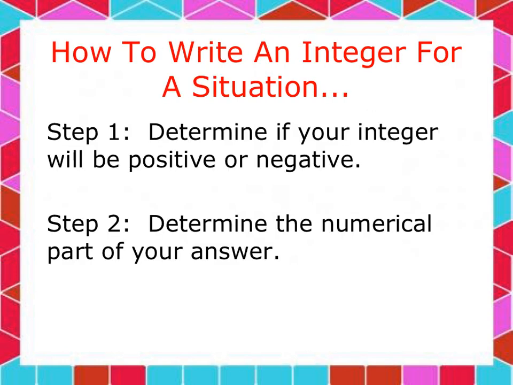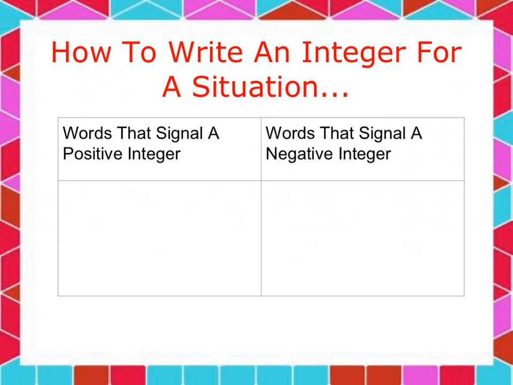For this learning target, you will be asked to write an integer for a situation. And so there's going to be 2 steps to this. Step 1, you have to decide if your integer will be positive or negative. And then step 2, determine the numerical part of your answer. So you're going to want to look for some cue words when you're writing an integer for a situation to help you determine if you have a positive integer or a negative integer.